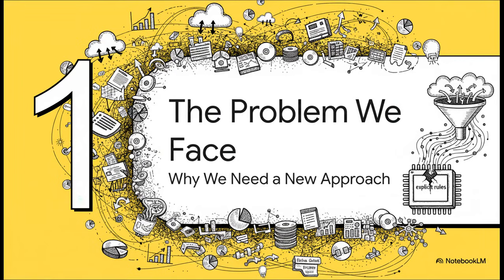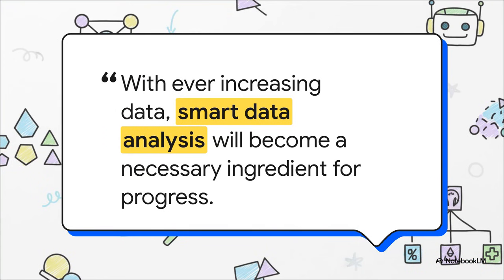The thing is, our world is generating an absolutely unbelievable amount of data every single second. And this data explosion created a whole new class of problems where the old way of programming, writing out explicit, fixed rules for everything, just couldn't keep up anymore. And this isn't just a small issue. This quote really gets to the heart of it. Smart data analysis, it's not just a nice to have anymore, it's a necessary ingredient for technological progress. The sheer scale of all this information demanded a smarter, way more adaptive way to build our software.